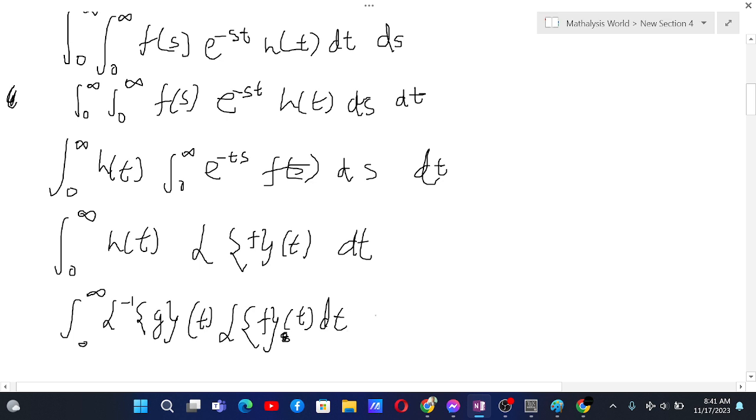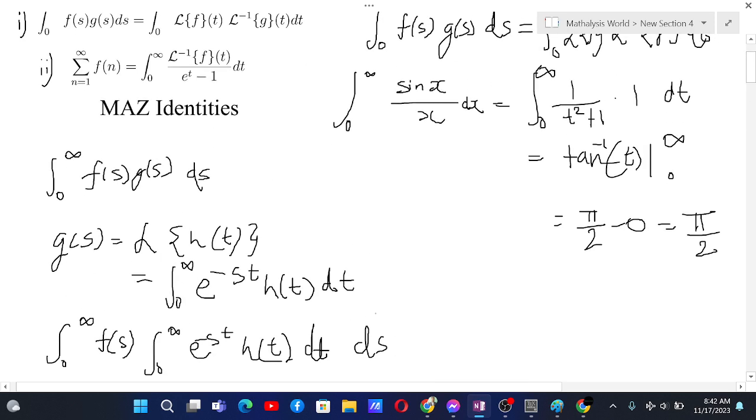Since this is also equal to the integral from 0 to infinity of g of s f of s ds. Okay, so this was the theorem. The integral from 0 to infinity of f g ds is equal to the Laplace of f, Laplace inverse of g dt, and the same limits. So the first Math identity is proved.